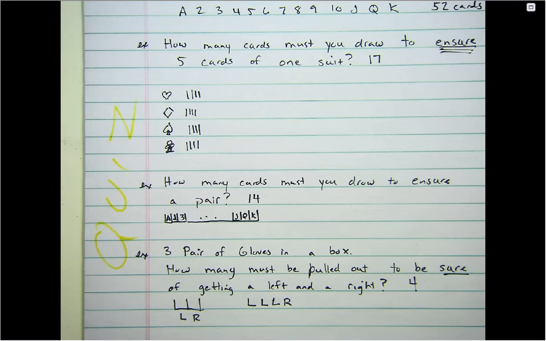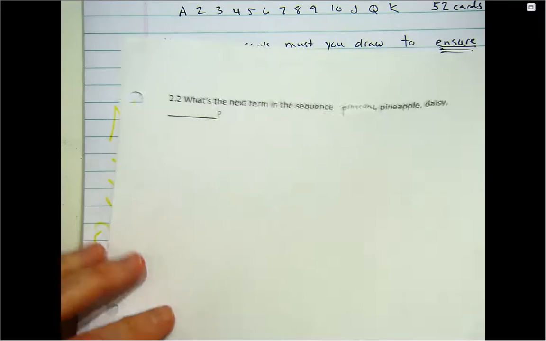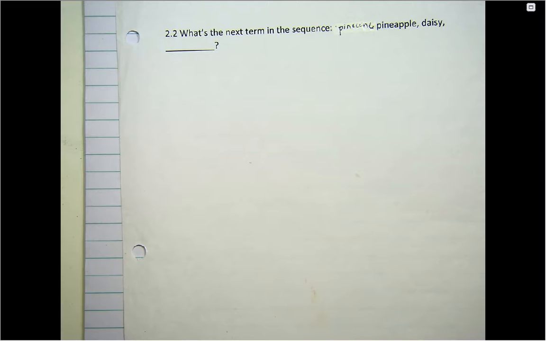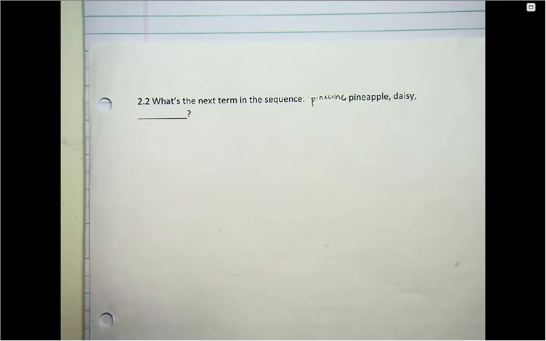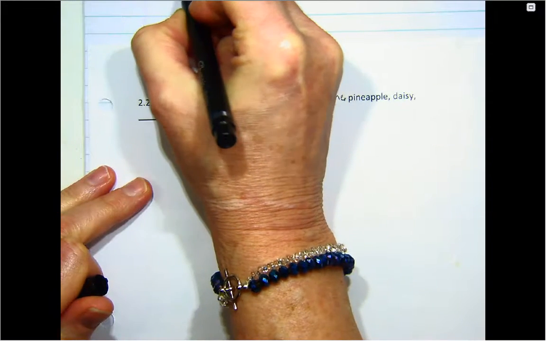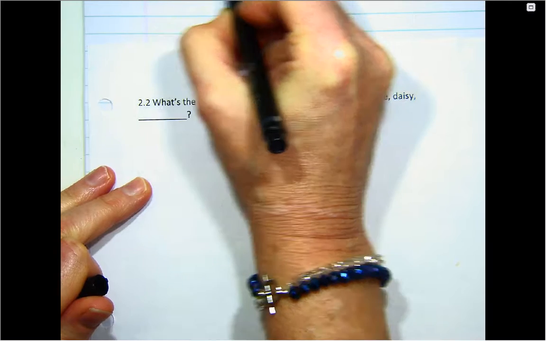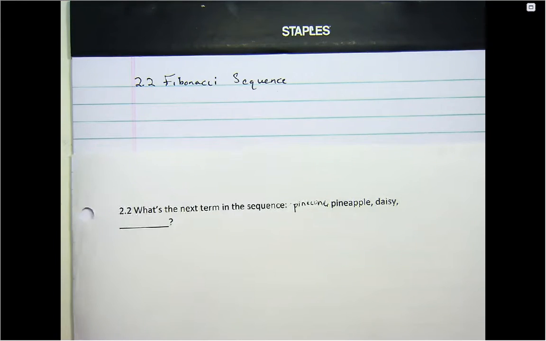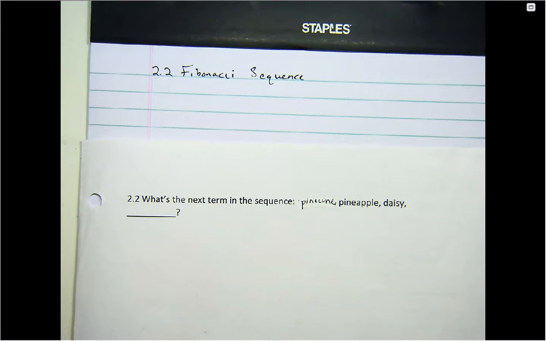We're going to move on to take a look at section 2.2. Section 2.2 is called the Fibonacci sequence. How many of you have heard of the Fibonacci sequence? Oh, that's good. A few of you have. Good. Okay, so we could write down that, I guess. Let's write 2.2, the Fibonacci sequence. So that's named after Fibonacci. He was working in mathematics around the year 1200.